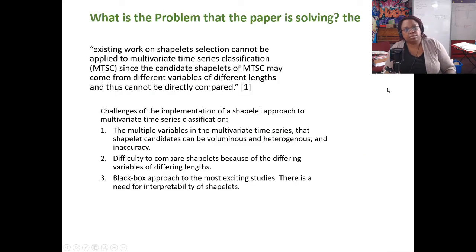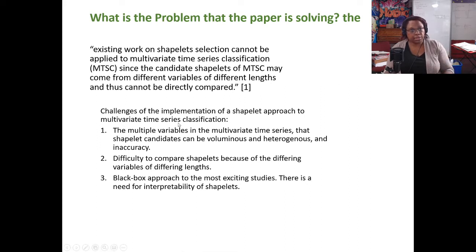What is the problem that the paper is trying to solve? Existing works on shapelet selection cannot be applied to multivariate time series classification because of the differing variables of differing lengths, making comparison difficult.